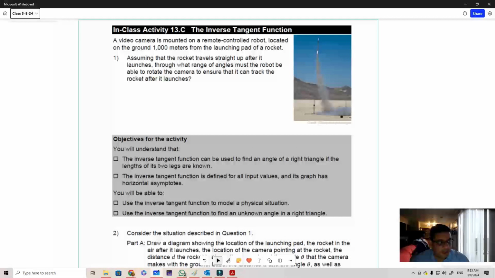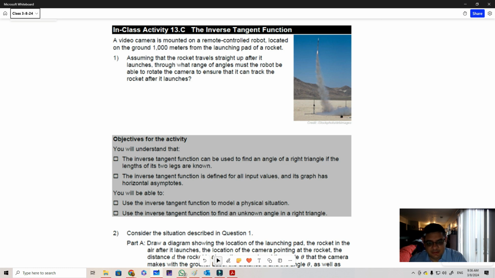Hello everyone. In this video we're going to go over lessons 13C, D, and E for our class of March 8 of 2024. So the initial setup has a context where we have a video camera mounted on a remote control robot that is located 1,000 meters distant from the launching pad.